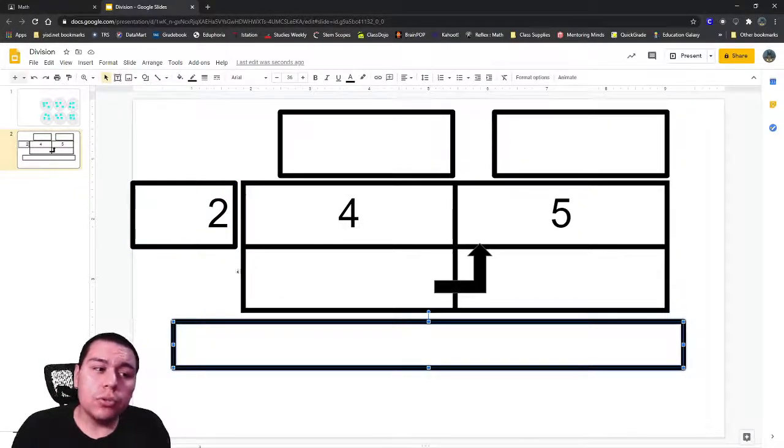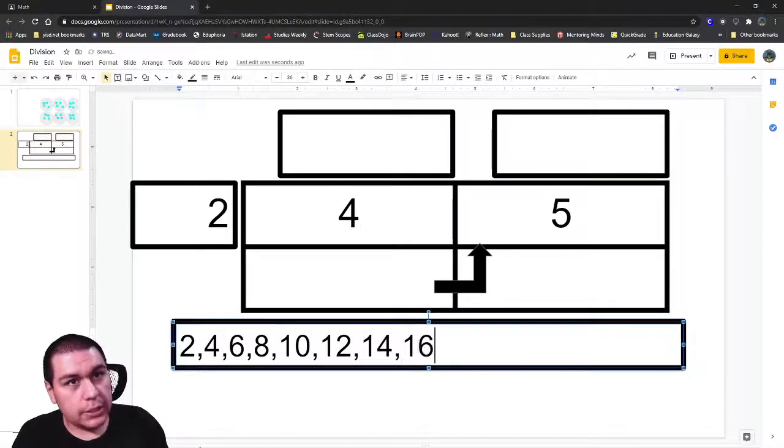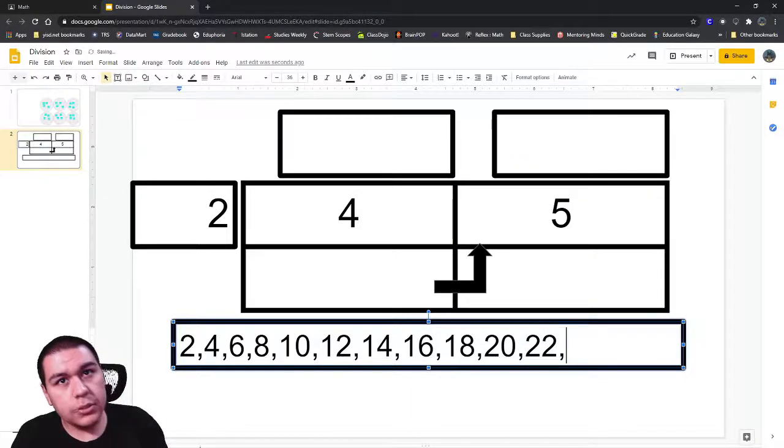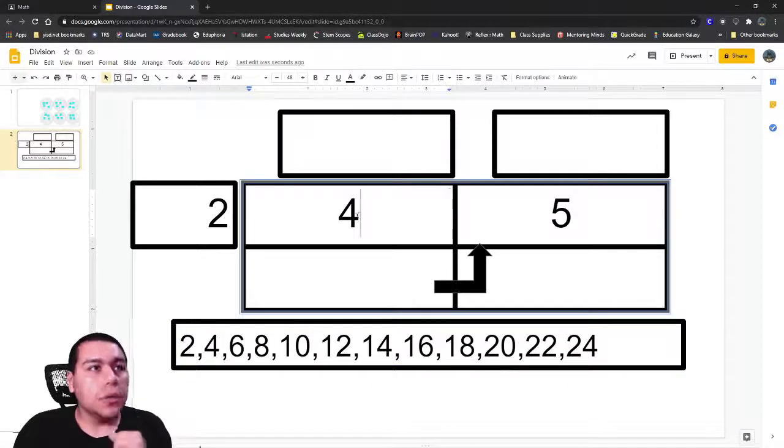Since we're making 2 groups, we're going to count by 2s. 2, 4, 6, 8, 10, 12, 14, 16, 18, 20, 22, 24. Okay. I always start with the box closest to my groups. I have 2 groups, so I'm going to start with this number here, 4.